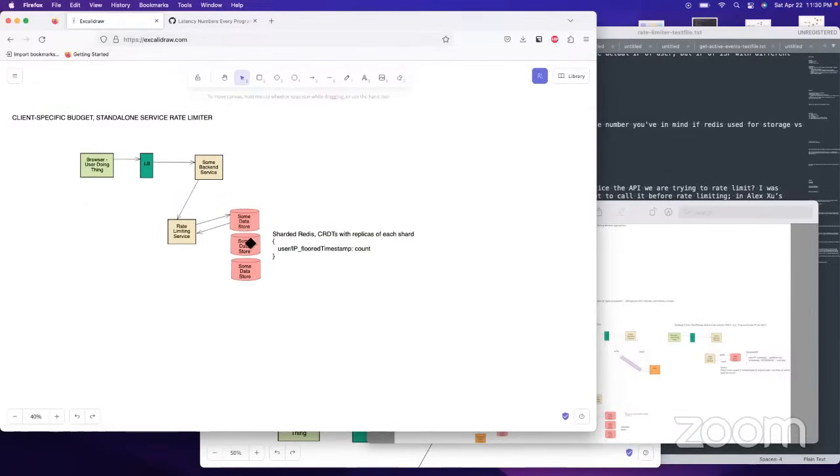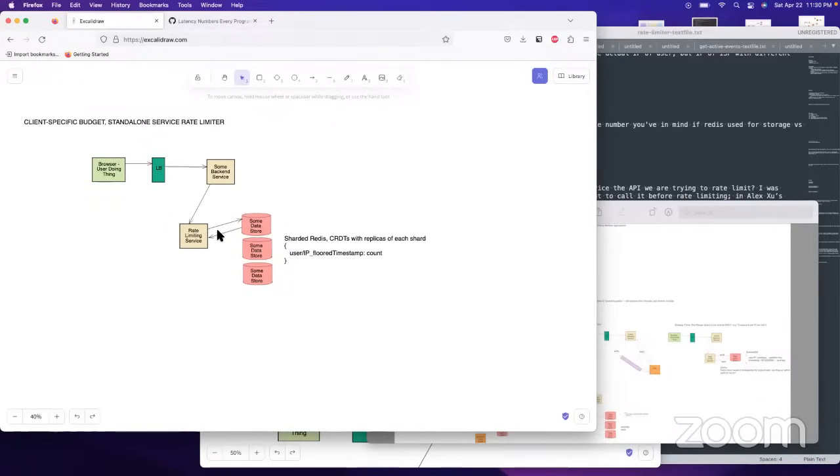So there's going to be a little bit of opportunity for double counts, but I don't think it would happen frequently enough that it'd be a huge issue. Anyways, let's keep going.